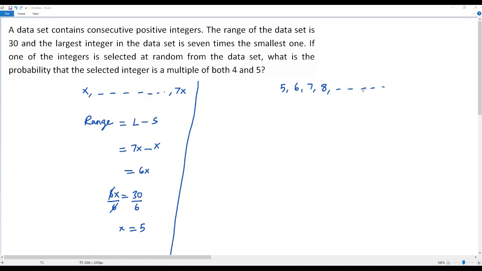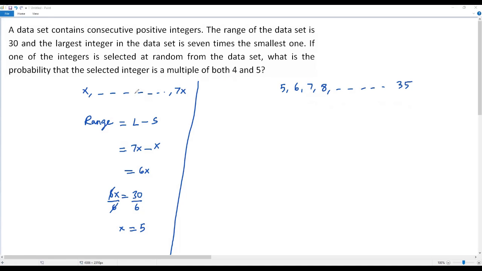It will keep going. The largest positive integer is 7x. That is 7 times 5. We get 35. Here 5 is the smallest and also the first positive integer, and 35 is the last and also the largest positive integer in the given data set. Now I'm going to select an integer at random from these integers, and we have to find the probability that the selected integer is a multiple of both 4 and 5.